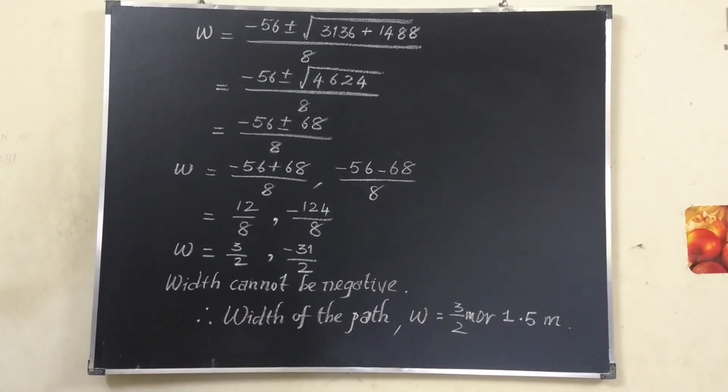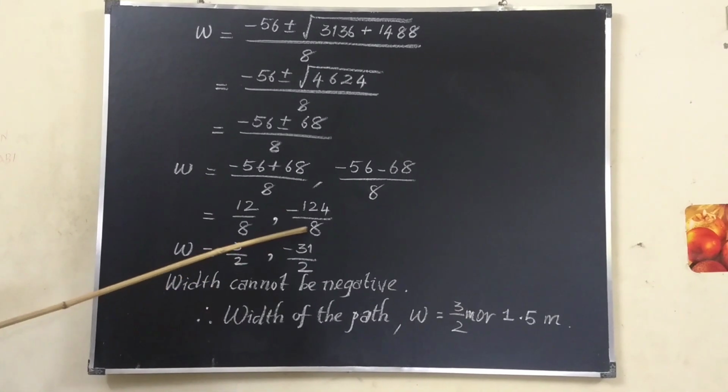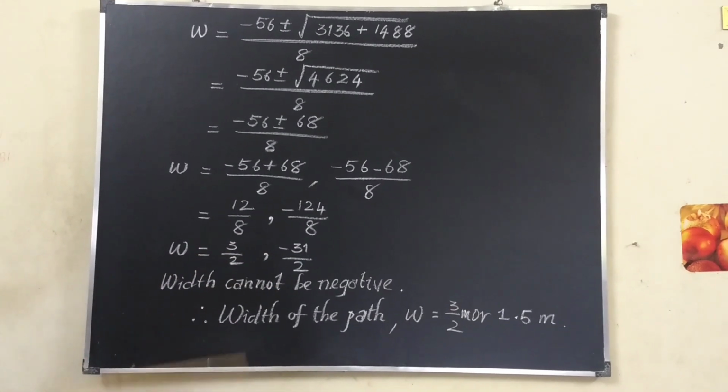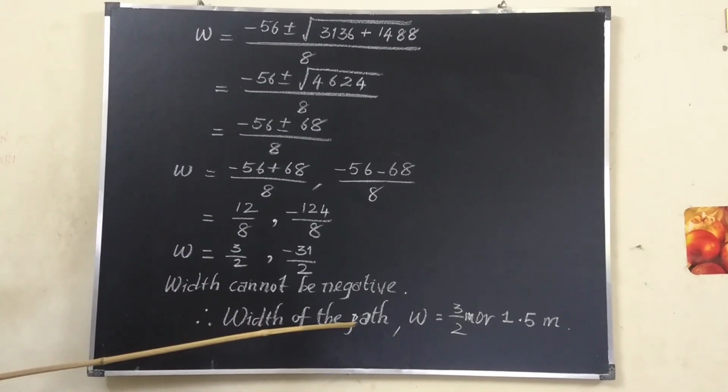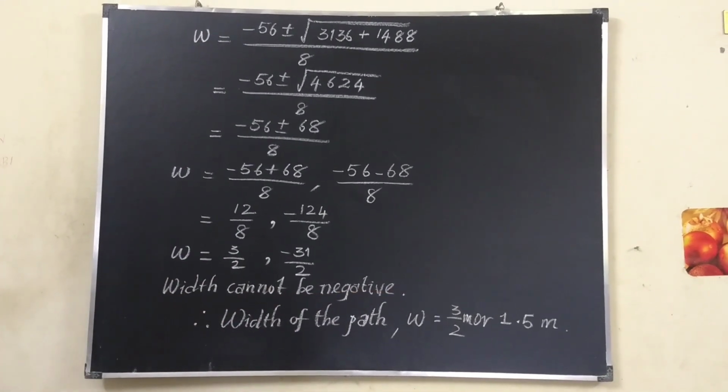What does W represent? Width of the path. Width cannot be negative, so we cannot consider minus 31 by 2 for the answer. So width of the path, W is equal to 3 by 2 meter, or in decimal form it is 1.5 meter.